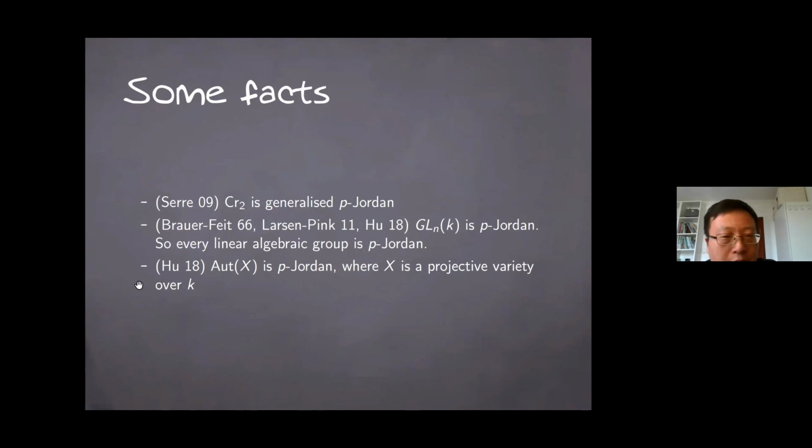And in a work of Hu Fei, 2018, he showed that for any projective variety over an algebraically closed field of positive characteristic, the automorphism group is P Jordan. I think that's the main theorem of that paper.